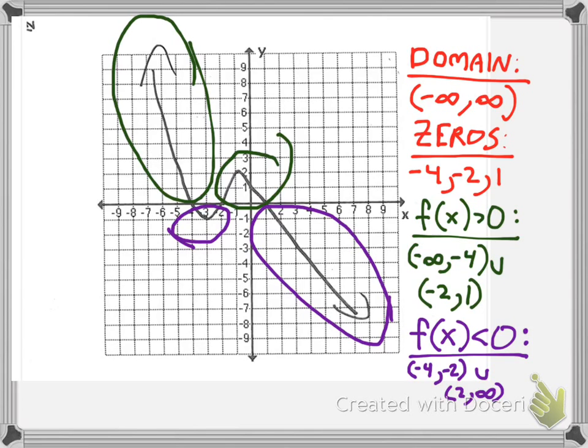At x equals negative 4, x equals negative 2, and x equals 1, the function's value is 0. From negative infinity to negative 4 and negative 2 to positive 1, the function is positive. And from negative 4 to negative 2 and 2 to positive infinity, the function is negative.